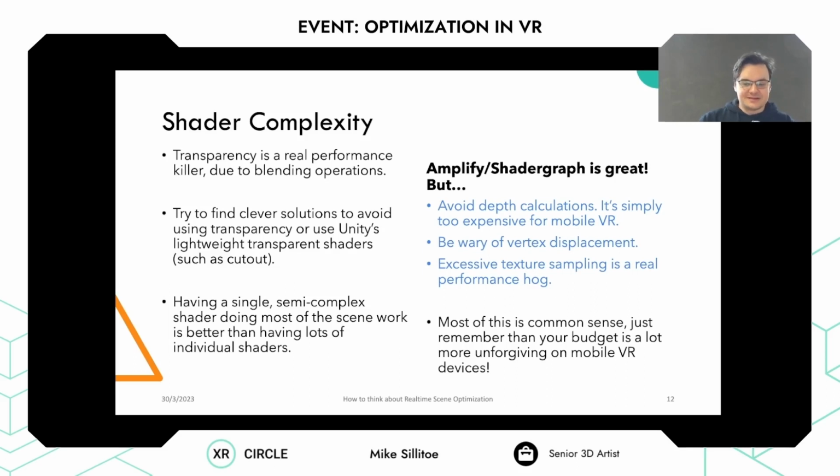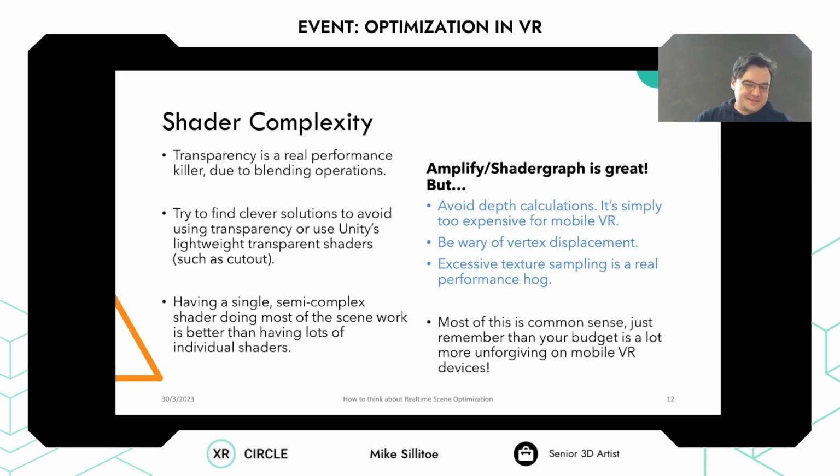And remember that excessive texture sampling is a real performance hog. So having that one material doing everything, it's fine to have a bunch of texture sampling going on in there, but try and avoid having lots of materials with a lot of texture sampling going on. It just all adds up and slows things down.